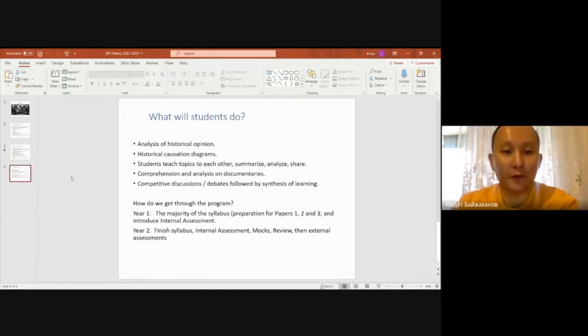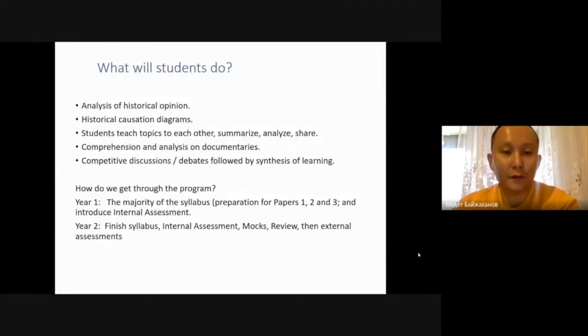What will you do during the lessons? Mostly you're going to work with analysis of historical opinion. You'll write different works on causes and effects of different historical events. You'll help each other by independent learning and by peer assessment. How do you get through the program? In the first year, you'll be doing the majority of the syllabus, preparation for paper 1, 2, and 3, and internal assessment introduction. In the second year, there will be completion of your syllabus and internal assessment and preparation for the exams by the mocks, reviewing all the themes and topics, and then external assessments.